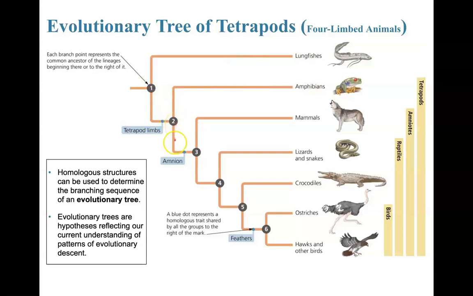If I keep going on, the amnion, my next homologous structure, the amniotic sac, appears here. It looks like mammals, all the way to hawks and other birds, will all share an amnion together. Amphibians do not. Amphibians did not follow that timeline. So I want you to try and look at the other homologous structures, feathers being the other one, to see how these organisms share those homologous structures.